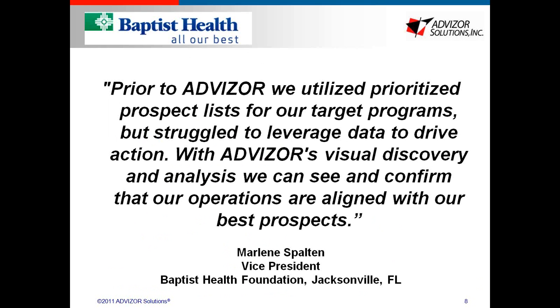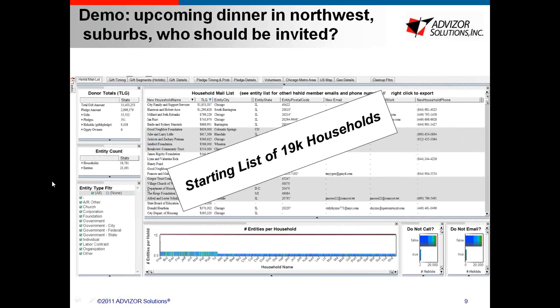Here's a comment from Baptist Health Foundation in Jacksonville, Florida. Prior to Advisor, we utilized prioritized prospect lists for our target programs, but we struggled to leverage data to drive action because of this cycle of pain problem. It's just hard to get at it. With Advisor's visual discovery and analysis, we can see and confirm that our operations are aligned with our best prospects, and it makes it really easy to answer these kinds of questions. So let's take a look.